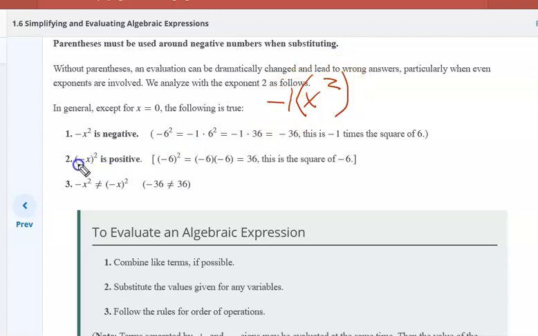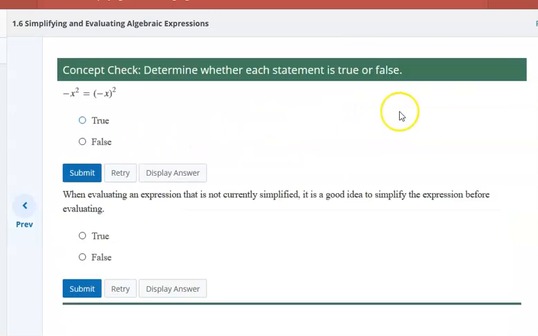Now, whenever the base of an exponent is in parentheses, it is now a -x. Whenever this is squared, it's always going to end up being positive. And so therefore, this does not equal this. That is true. These do not equal each other. And we'll see that as we continue with our examples.